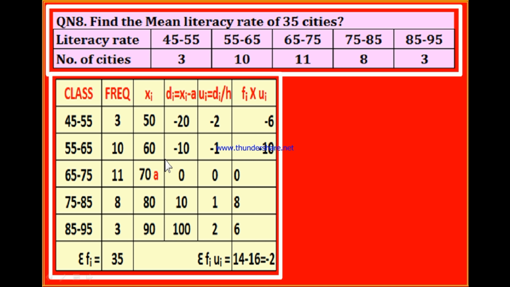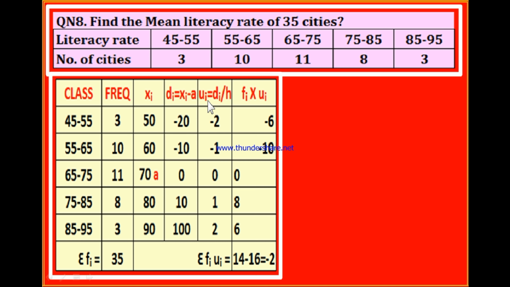Now for this class xi is 60 and a is 70. Then what is 60 minus 70? Minus 10. For this class xi is 50 and a is 70. Then what is 50 minus 70? Minus 20. These are deviations.